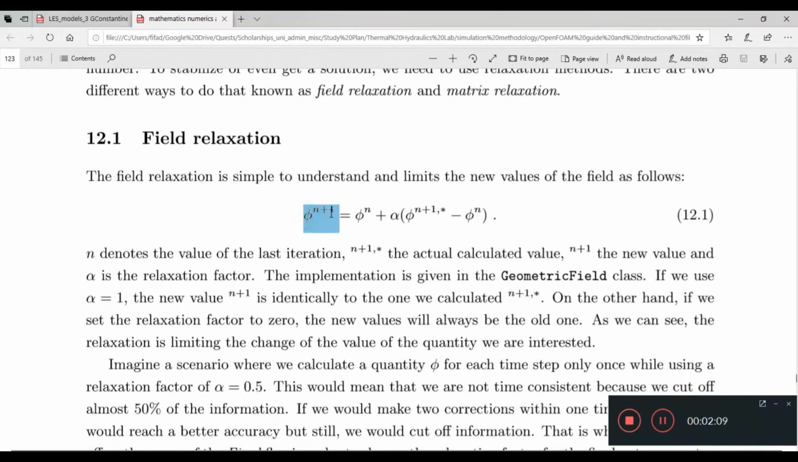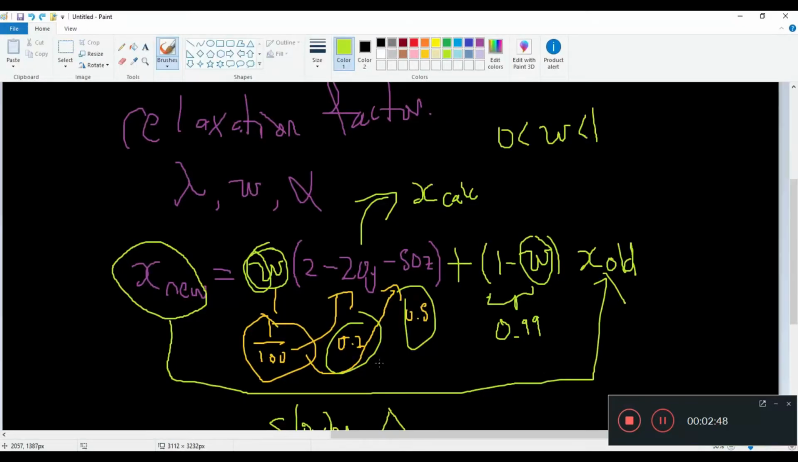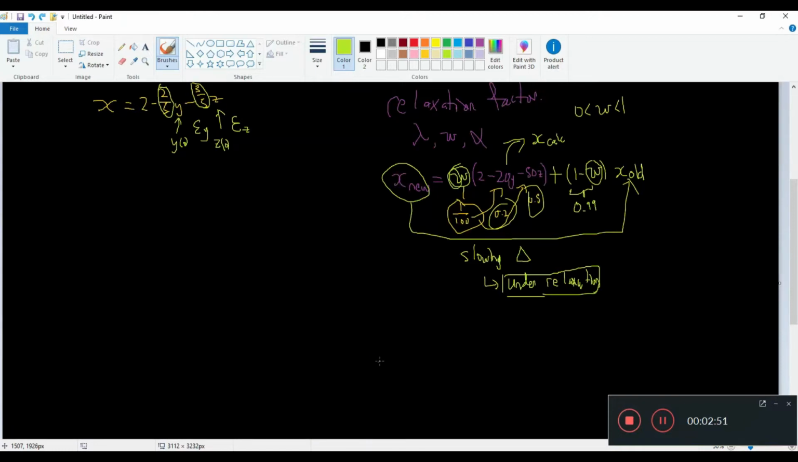It's slightly different here. Phi n plus 1 equals phi n, which is the old value, plus alpha times the calculated value minus phi n. So in this case, we use alpha as the relaxation factor, and phi n here is the old one. If you take this out, then you have 1 minus alpha times phi n. So this is where your 1 minus alpha comes from. Field relaxation is in 12.1 of this document. These are very useful resources you can find online.